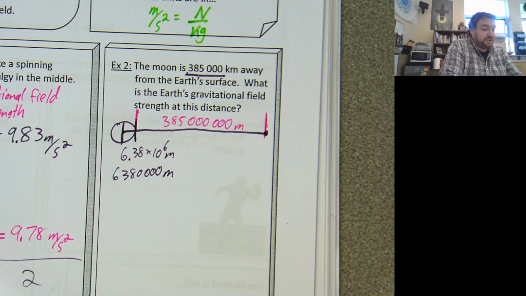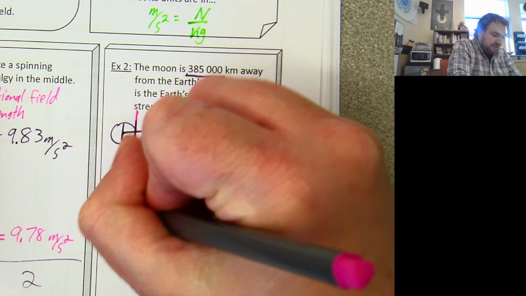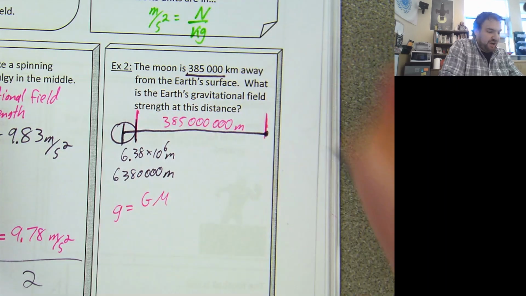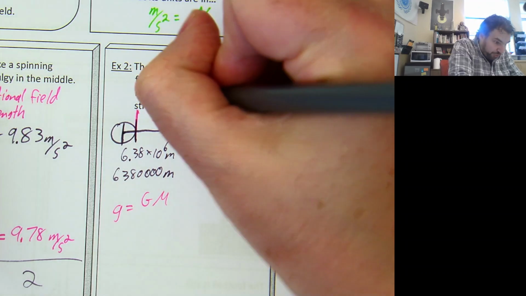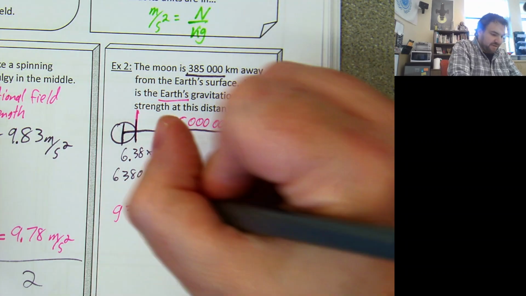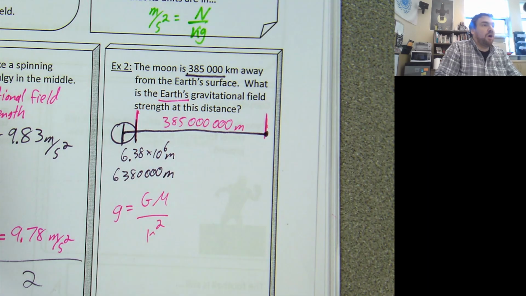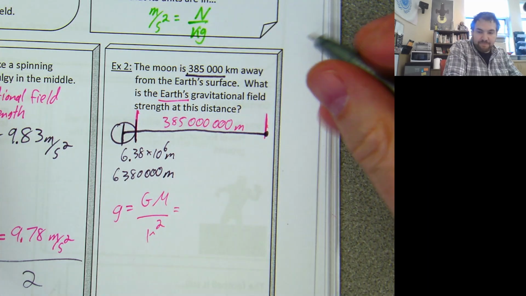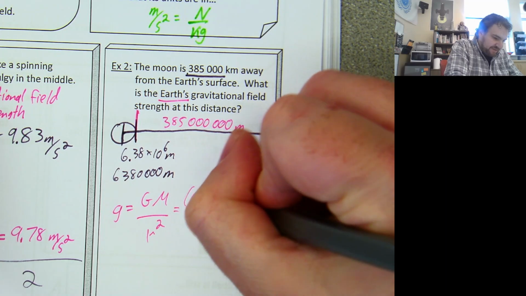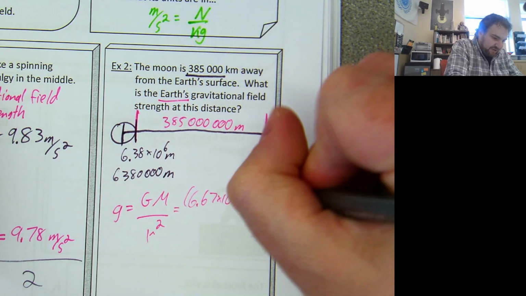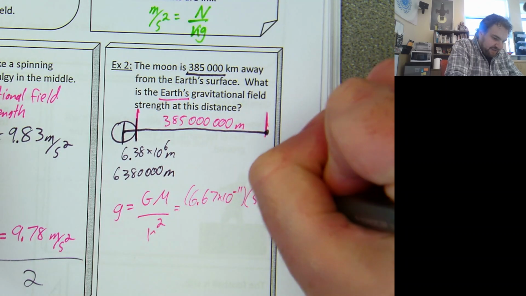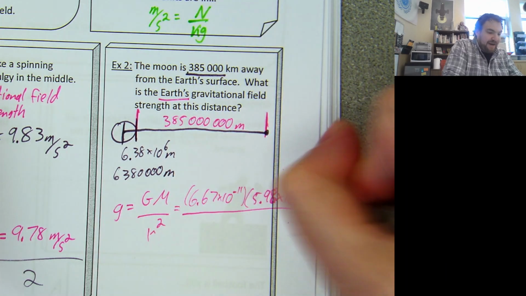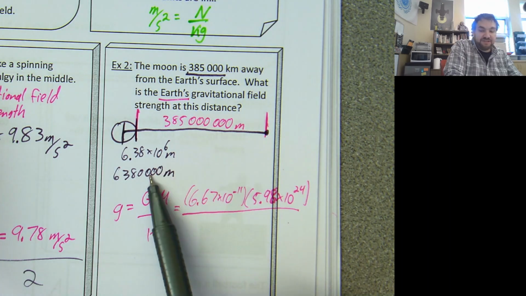So we want to find the gravitational field strength out here. Little g is equal to the universal gravitational constant times the mass of the object creating the gravity, Earth, divided by the distance you are from the center of this object. So big G is 6.67 times 10 to the negative 11. The mass of the Earth is 5.98 times 10 to the 24. We're going to divide that by the sum of these distances.